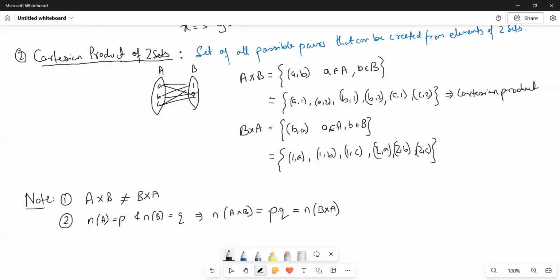If you look at this, the number of elements in A cross B is 6. The number of elements in B cross A is also 6. So the number of elements in the two will be the same, but they will not be the same individually.